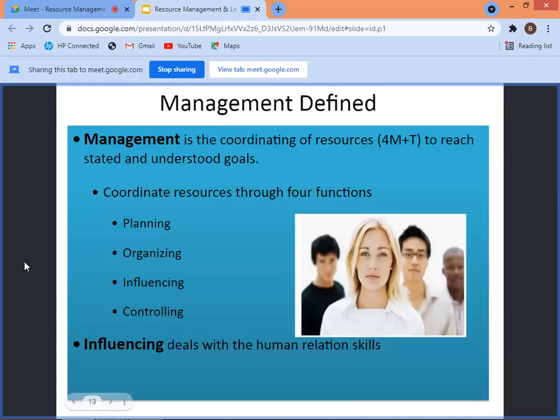Okay, let's talk about management. Management is the coordinating of resources, the 4M. I mentioned this a little bit already. The 4M: materials, machine, money, and time to reach stated and understood goals. When you join a company, the company is expecting you to provide all this management and leadership. Coordinate resources through 4 functions: planning, organizing, influencing, and controlling.